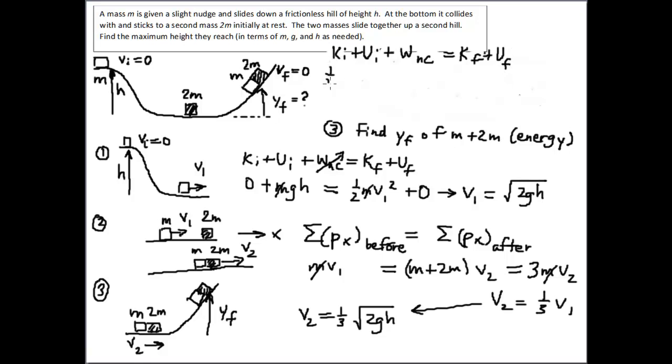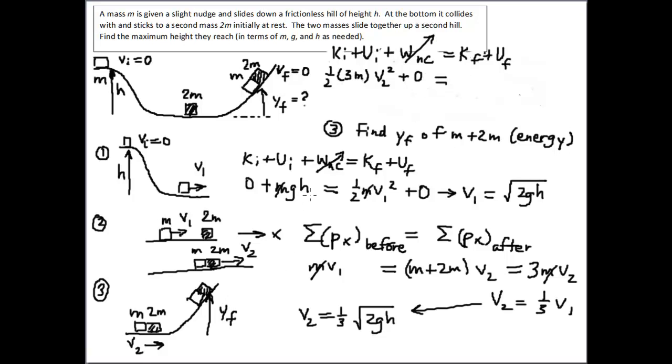It's 1/2. The combined mass is 3m, it's m plus 2m. And it's v2 squared. So I'll just write it as v2 squared, and I'll substitute in just a minute. What's the initial potential energy? It's 0, because at the bottom of the hill, there's no potential energy. There's no friction. So the non-conservative work term is 0.